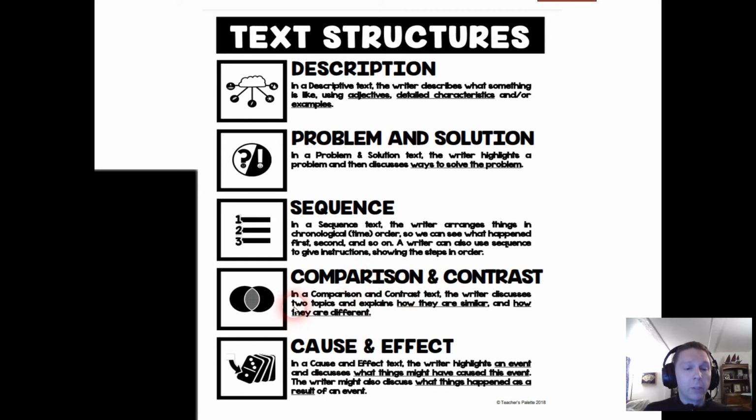Compare and contrast is the one that uses the Venn diagram, where they talk about how things are similar or different, similar and different actually, right? And lastly, cause and effect, where they talk about an event in the past and what might have caused that event to happen.